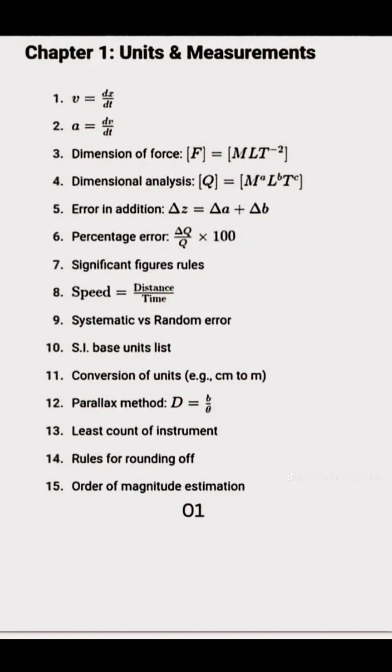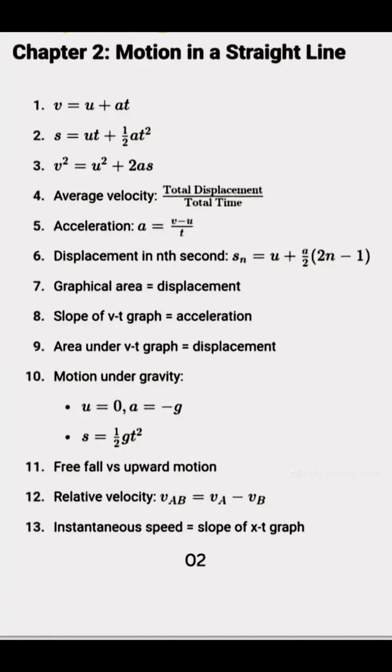Then we will move towards another unit, that is motion in a straight line. This chapter will cover the equations of motion, the three equations of motion, like Vf is equal to Vi plus At. Here Vf is denoted by V and Vi, the initial velocity, is denoted with U.